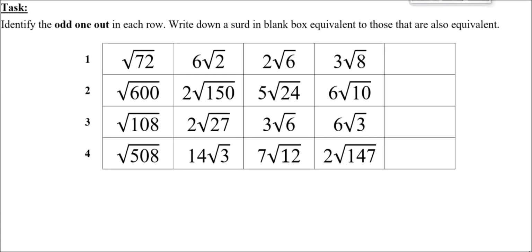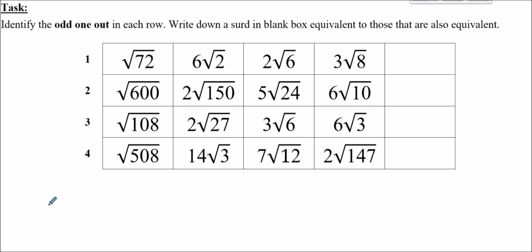Here, you now have a task to do on your own. You can work with a partner you sat next to, of course, if that's what you want to do. What we need to do here is identify the odd one out in each row. Write down a surd in the blank box equivalent to those that are also equivalent. I'm going to do it row by row. So let's have a look at row 1. We've got root 72 first. Let's just work these out and see if we can spot which ones are the same as each other.